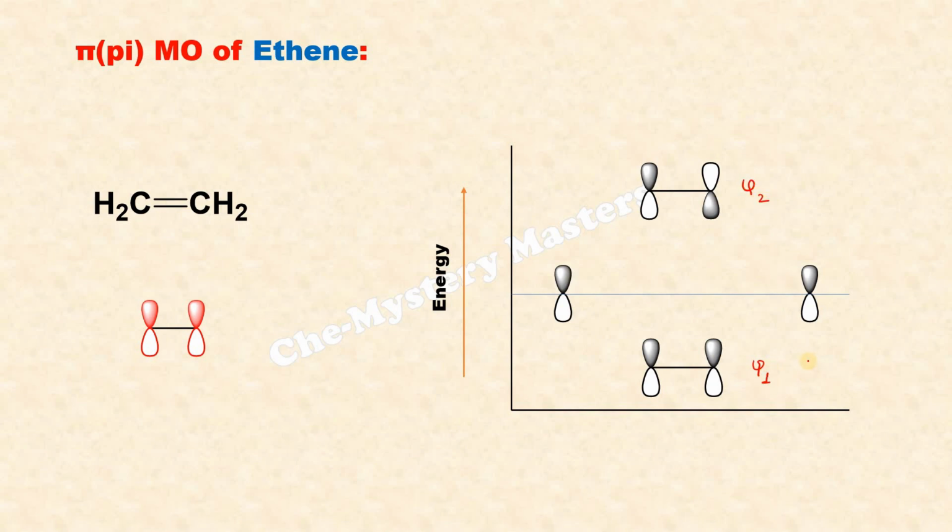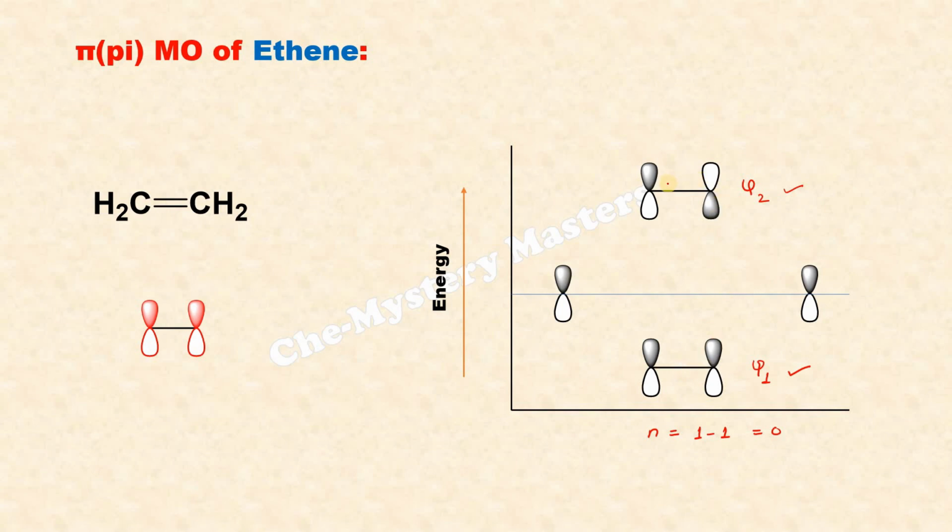So psi 1 is your first energy level, the lower one, and psi 2 is your second energy level. If you want to know how many nodes will be in this first energy molecular orbital, the bonding molecular orbital, then the nodes will equal the energy level, that is the first energy level, minus 1, which equals 0. That means there will be no node in this bonding molecular orbital.